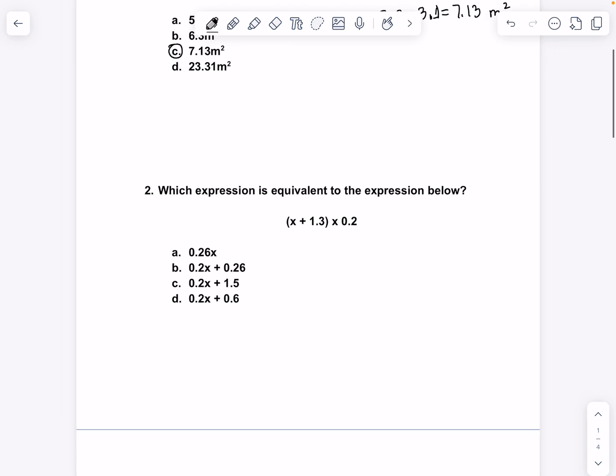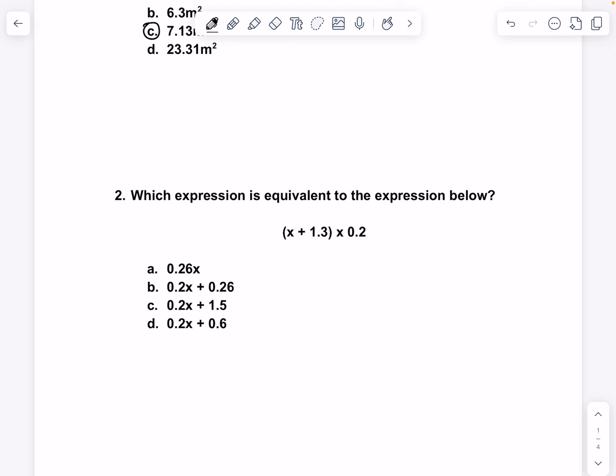Okay, for number 2, it says which expression is equivalent to the expression below. Since we can't add x plus 1.3, since they're not common terms, we will distribute, so 0.2 times 1.3 and 0.2 times x. So 0.2 times x is 0.2x, and 0.2 times 1.3 is 0.26. So our answer would be B.